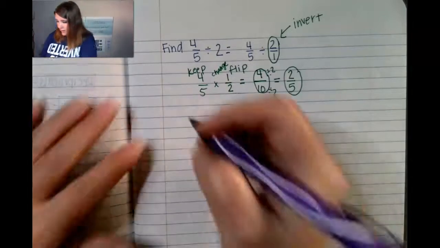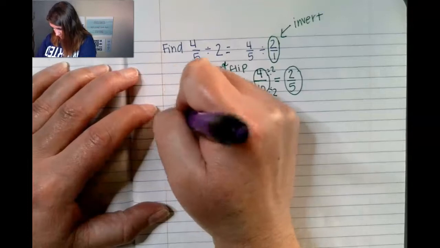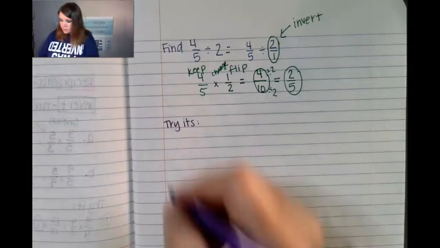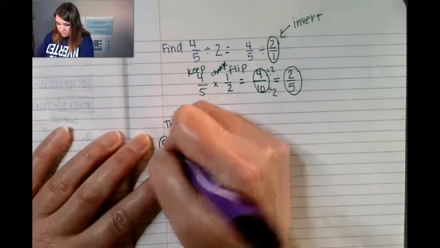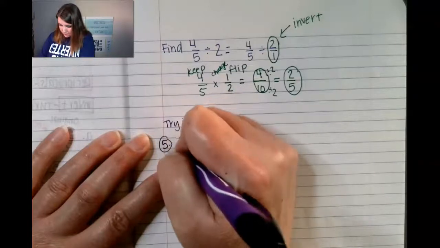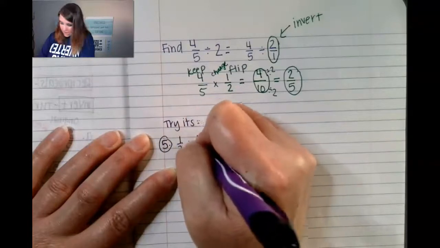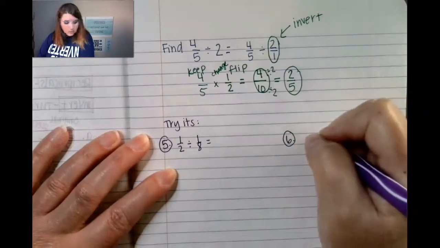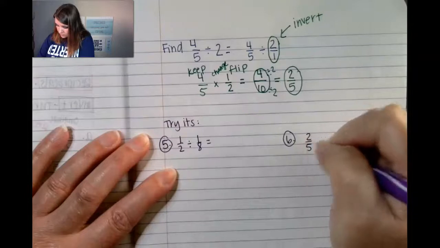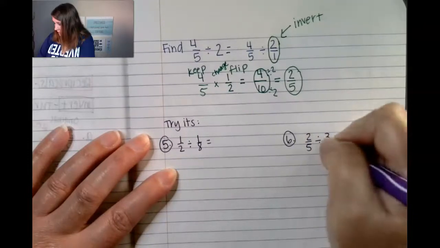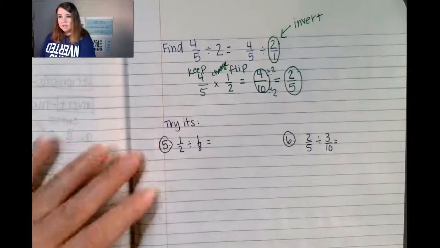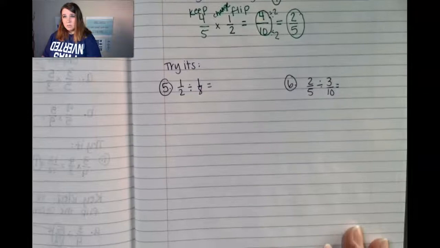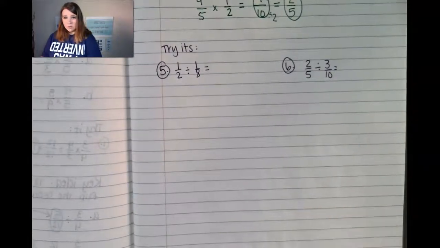Okay, your job now is to do 2 try-its. Here we go, 2 try-its. Okay, I want you to do this one. Try-it number 5 says 1/2 divided by 1/8. And then try-it number 6 says 2/5 divided by 3/10. Okay, go for it. Do those 2. I'm going to start solving those, so make sure that you pause your video so that you do not hear my voice right now.